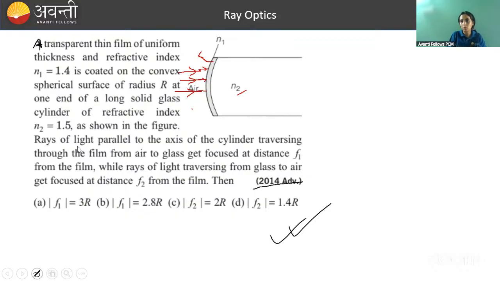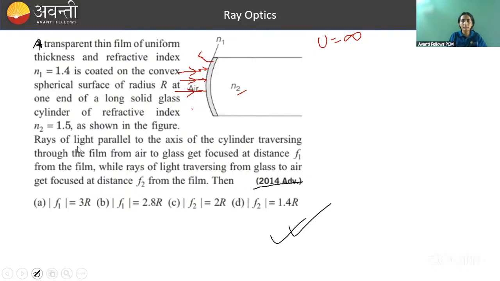It means incident light comes from where? From the object. So object distance is what? Infinity. That we can say for sure. Done it? And what is happening? Traveling through the film from air to glass, it gets focused at a distance f1 from the film. फिल्म से ये कितने डिस्टेंस पे फोकस हो रहा है, f1 डिस्टेंस पे.